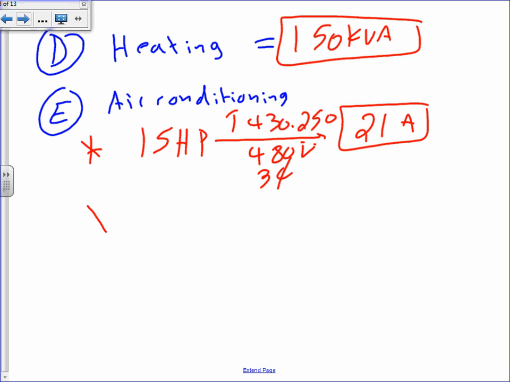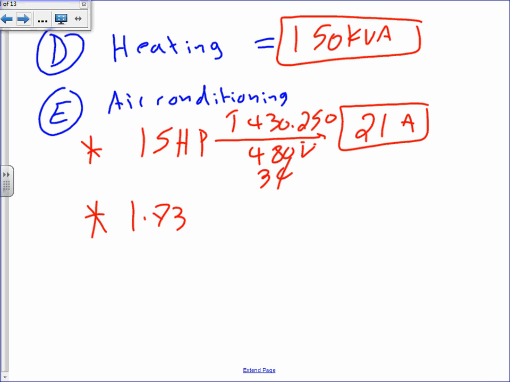Step two: how many air conditioners do I have? 15. I should have picked a different number. So there's 15 of them, and each one of them is 15 horsepower. Don't get confused: there's 15 of them, each one is 15 horsepower. So here's what you need to do. I lumped them in one.